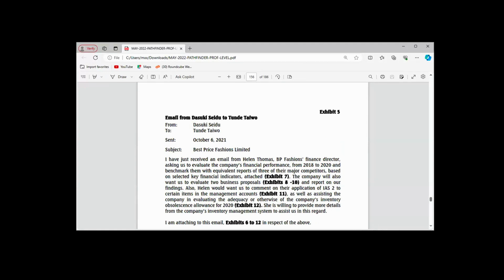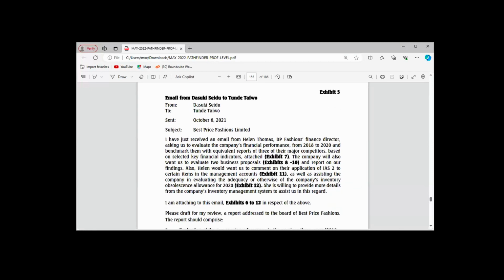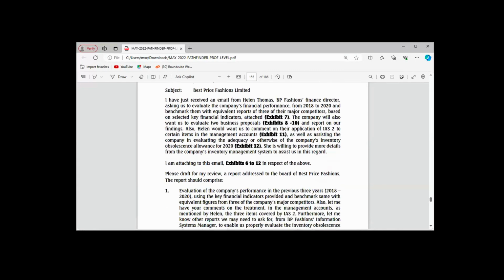The company will also want us to evaluate 2 business proposals contained in Exhibit 8 to 10 and report on our findings. Also, Helen would want us to comment on the application of IAS 2 to certain items in the management accounts, as well as assisting the company in evaluating the adequacy or otherwise of the company's inventory obsolescence allowance for 2020. She's willing to provide more details from the company's inventory management system to assist us in this regard. I'm attaching to this email Exhibit 6 to 12 in respect of the above. Please draft for my review a report addressed to the board of Best Price Fashions.